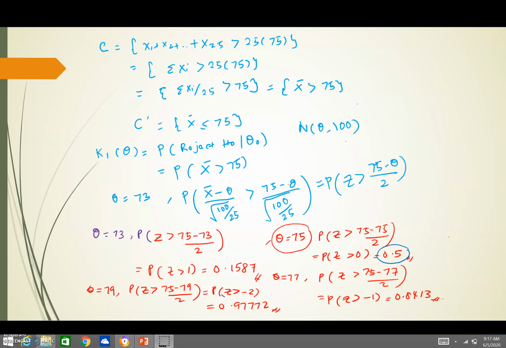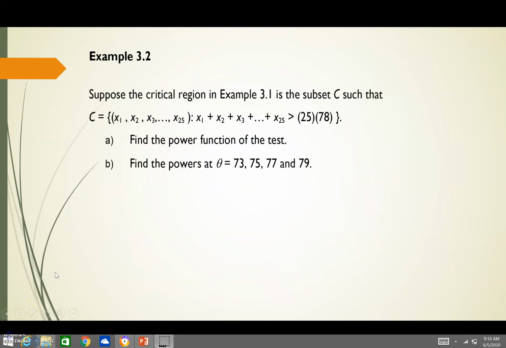So we shall do this by making it more difficult to reject the null hypothesis, with the hope that this will give a smaller probability of rejecting H0 when H0 is true. So let us try a second example. In this one, our critical region is given as summation Xi greater than 25 times 78.